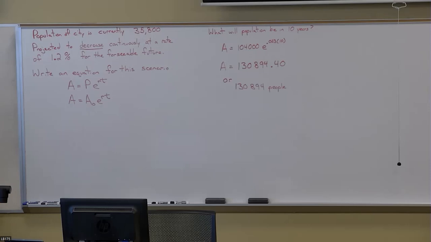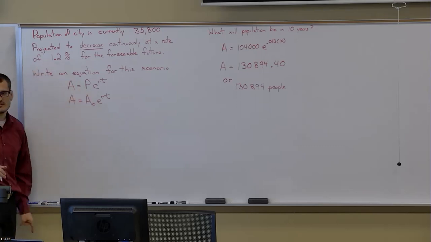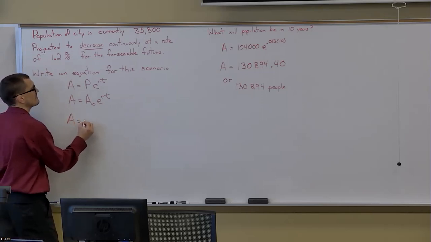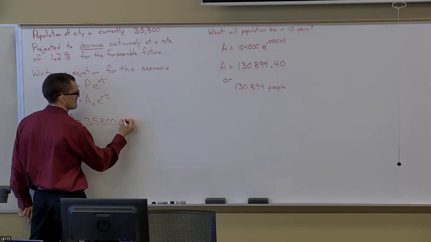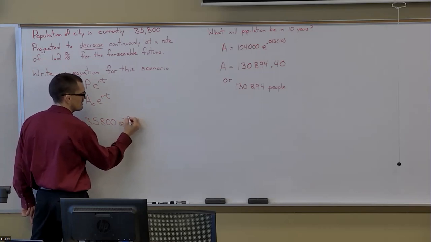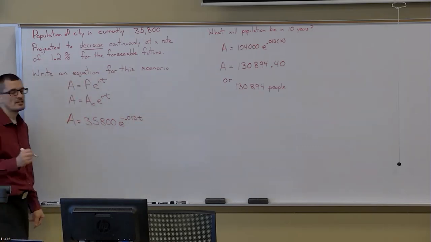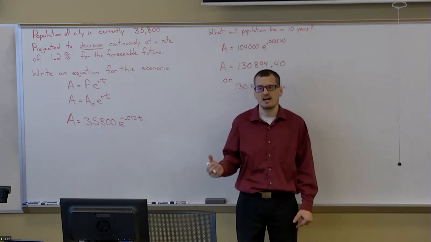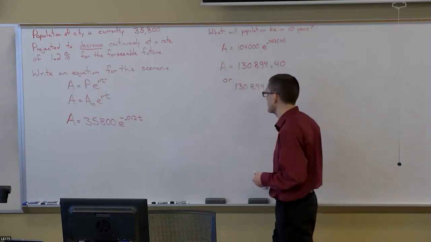Anytime we're decreasing at a rate of something, yes, we still use the same equation, but our rate now just becomes negative. So a decrease is a negative rate. So everything's the same, except we're going to use negative 0.012 as my rate. And that could happen with monetary problems as well, right? You could invest in a stock and it could lose money for you over a certain amount of time.